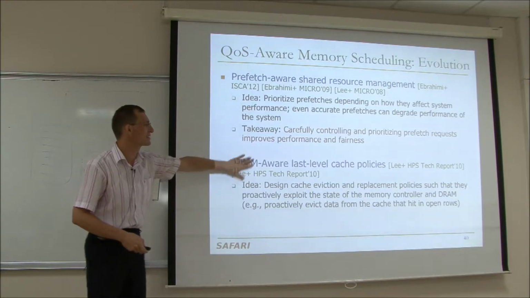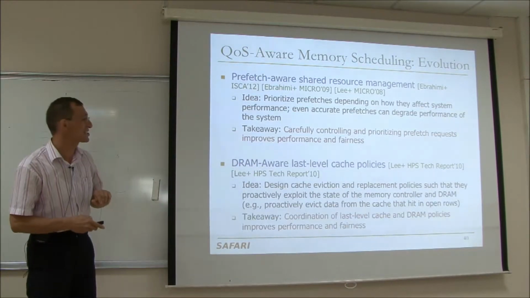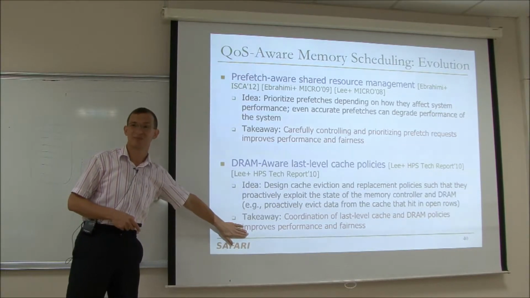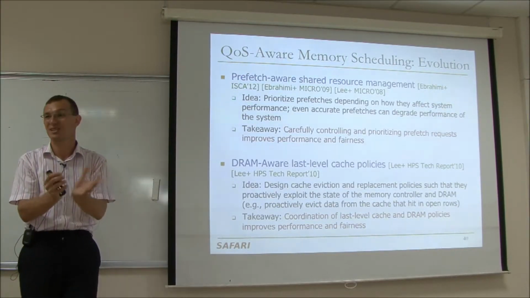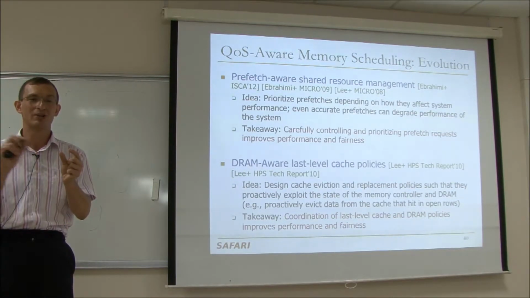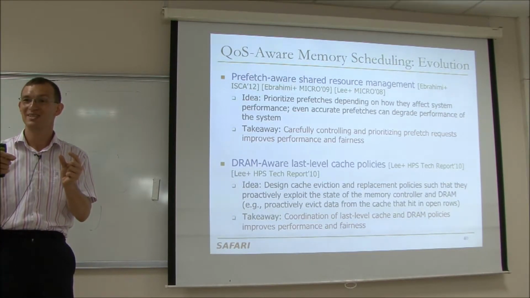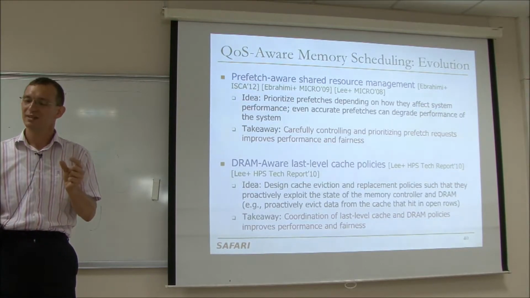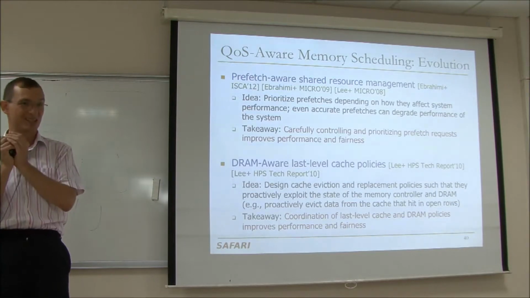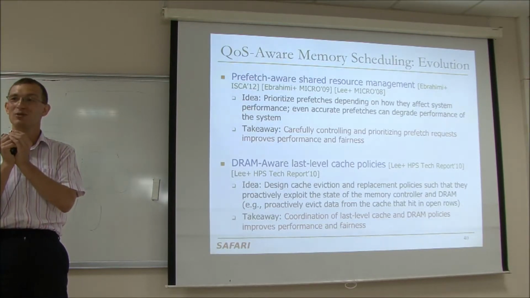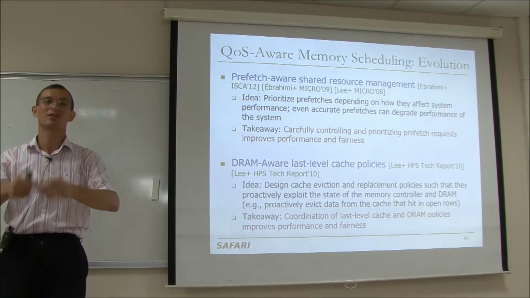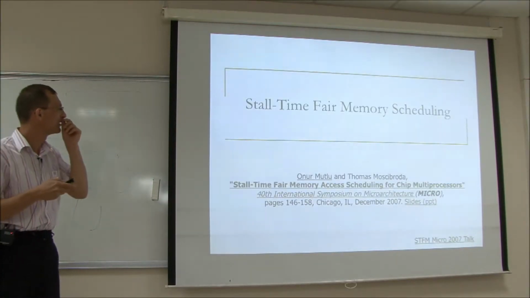So by coordinating the design of DRAM and the last level cache, you can get much better performance and fairness, because you're designing the system in a more integrated manner, right? Right now, when you evict a cache block, it goes to a row that's not open. You get row conflicts. But if you do this proactively, such that the memory controller requests cache blocks that go to the row that's open at this point, you can get much better performance.